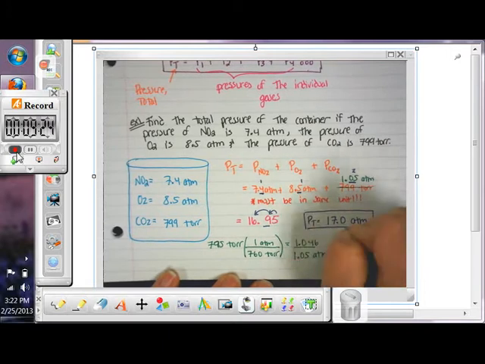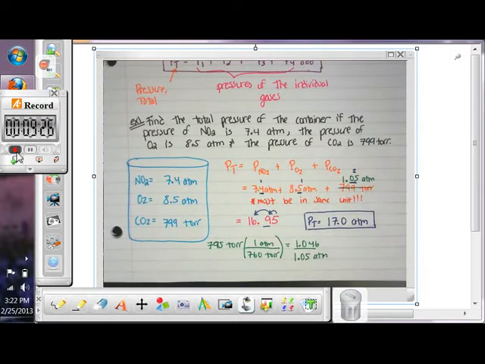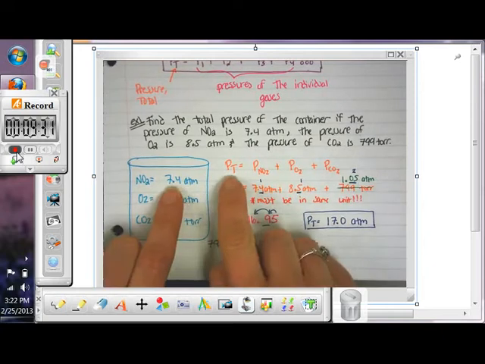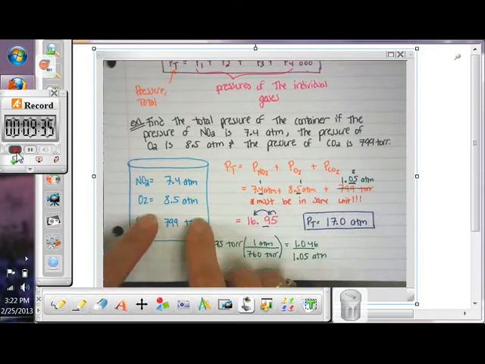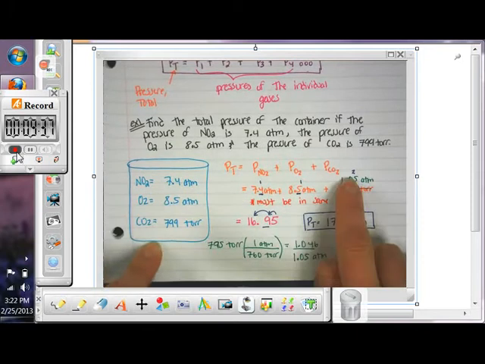Don't worry too much about the sig figs right now. Just get the idea that the total pressure is all of the pressures added up. Very simple concept. We're going to do one more example.